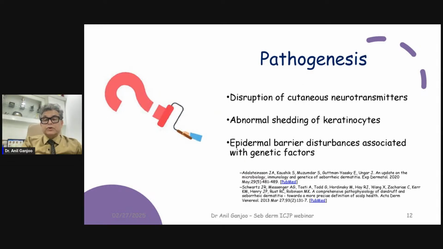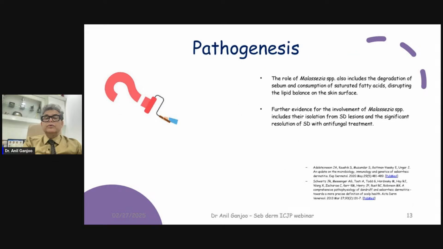So all of them have a greater possibility of developing this disease. Now, there is disruption of cutaneous neurotransmitters, there is abnormal shedding of keratinocytes, there is a disturbed epidermal barrier also. So all these factors contribute to the development of the disease. The Malassezia furfur is central in the development of this condition.